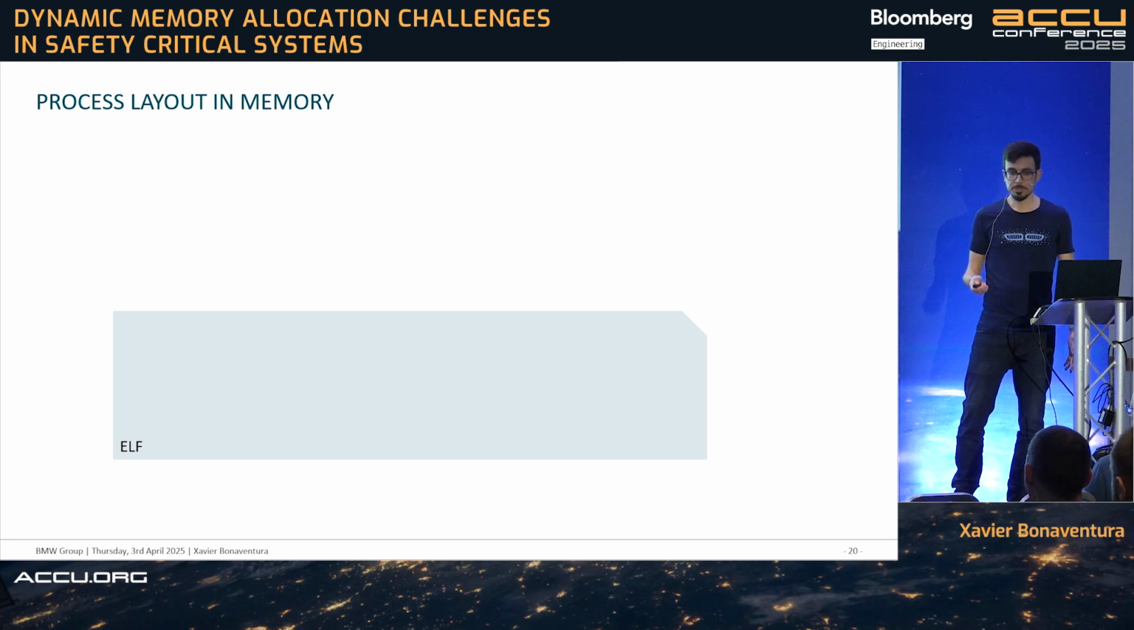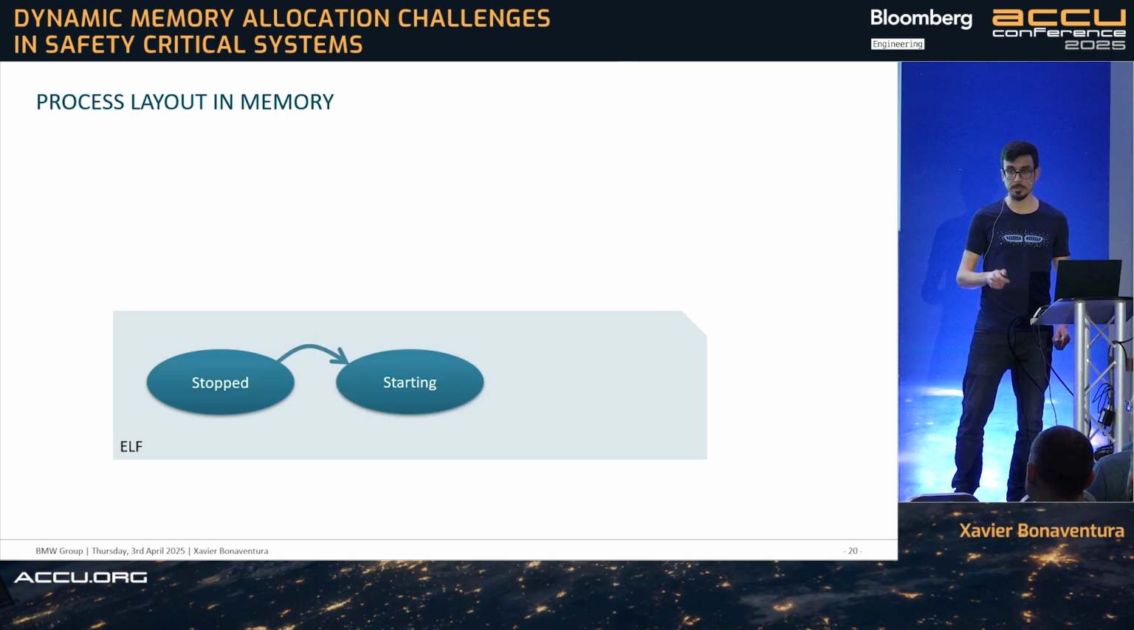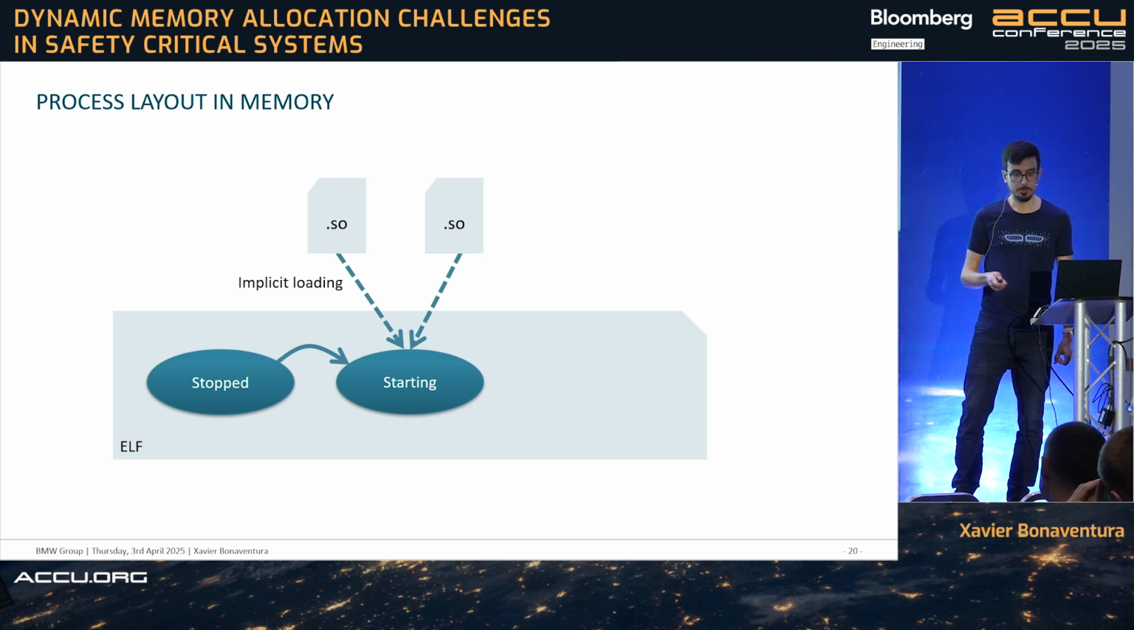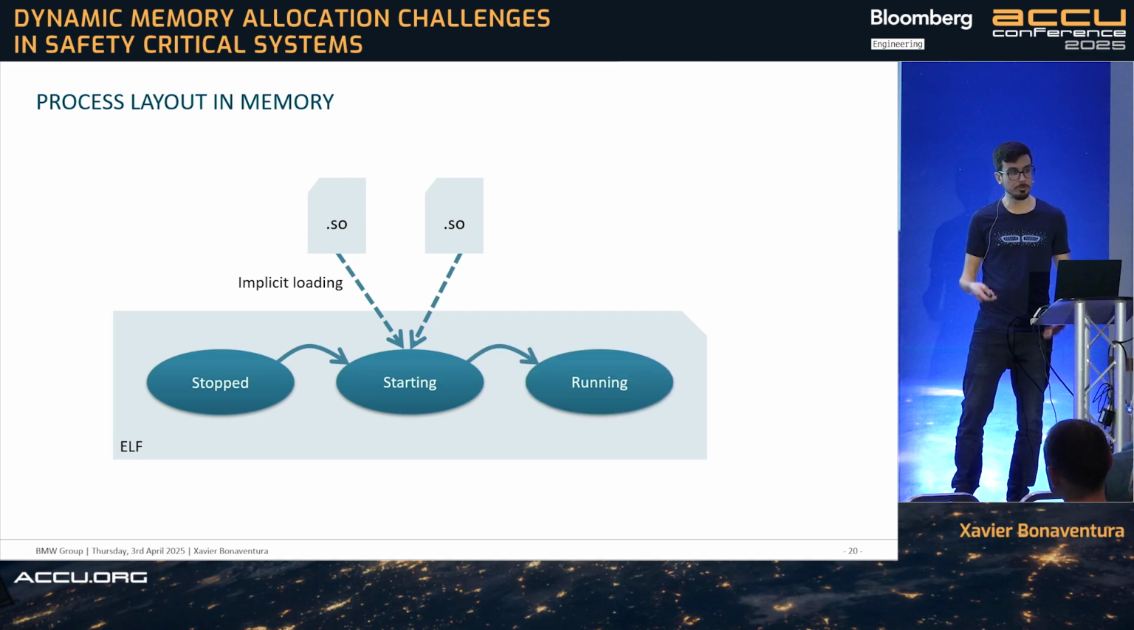And we have it in the machine, and it's stopped. Now, how do we run this program? This is also something we need to keep in mind. We have several steps. The first step is that it starts. But now here comes the first thing: we have implicit loading of dynamic libraries. Then once this is done, the program goes into a running state. And then during the runtime, you could decide that you want to explicitly load some additional libraries. Okay, so far so good.